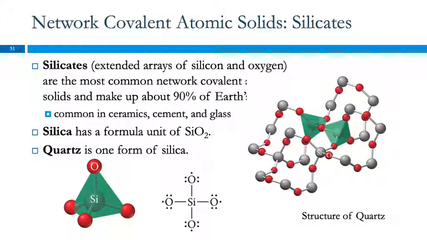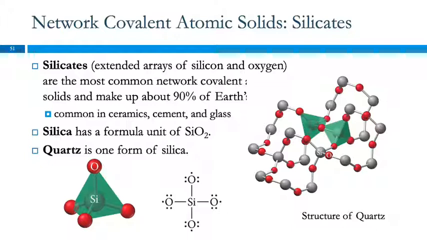Another kind of network covalent atomic solid are silicates. Silicates are arrays of silicon and oxygen, so these are a little different because there's two different elements in here, but the elements are covalently bonded throughout the entire structure. Sand is predominantly different forms of silicate, and you know how much sand there is in the world, right? There's tons and tons of sand. Silicates make up about 90% of the Earth.